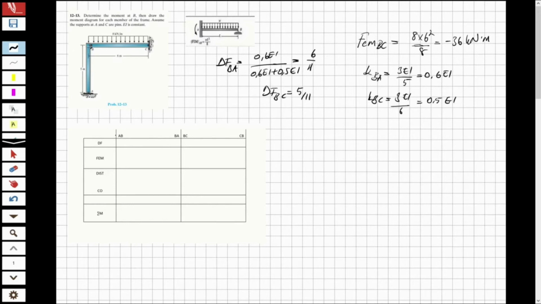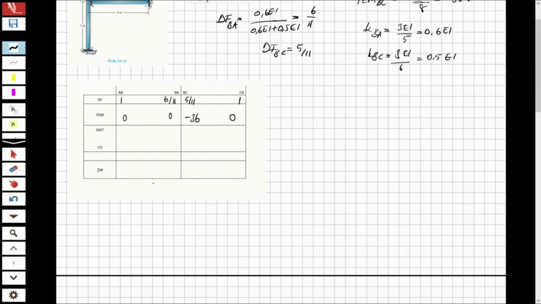You know that if it is a pin connection and a roller connection, at the end connections, that will be 1. I guess you remember. And this is going to be 6 over 11. This is going to be 5 over 11. And now I have the distribution factors. And also I have my fixed end moment as minus 36. And this is going to be 0, and this is 0, and also this is 0. And let's distribute it.